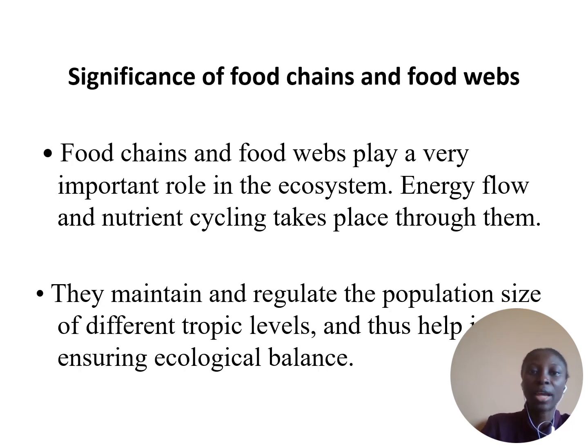The significance of food chains and food webs is the flow of energy and nutrient cycling taking place through them. And as a result of this, there is usually a maintenance of ecological balance.